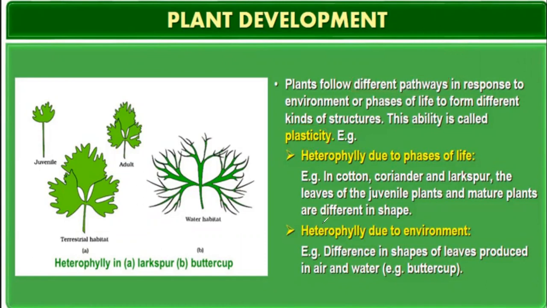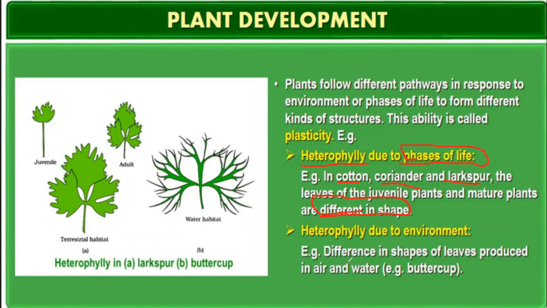For example, heterophyly, due to phases of life. In cotton, coriander, and larkspur, the leaves of the juvenile plants and mature plants are different in shape. Heterophyly means the leaves are different in shape. For example, in cotton, coriander, and larkspur, the leaves are different in shape.